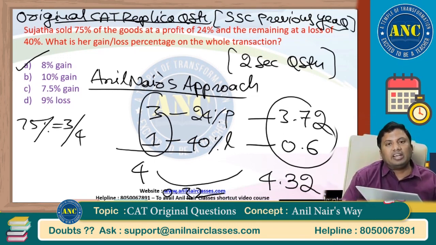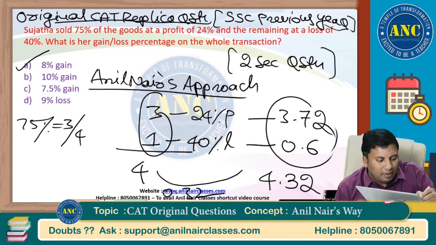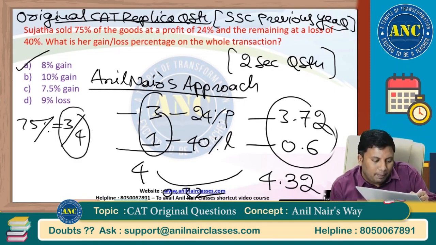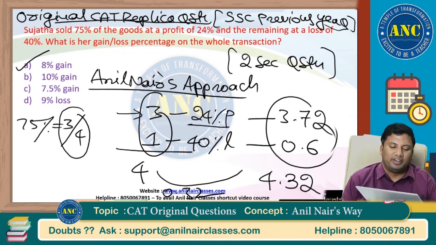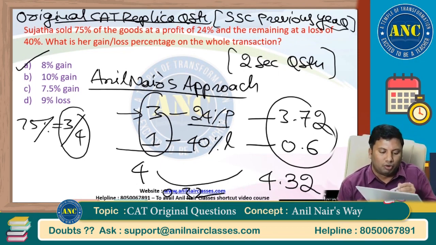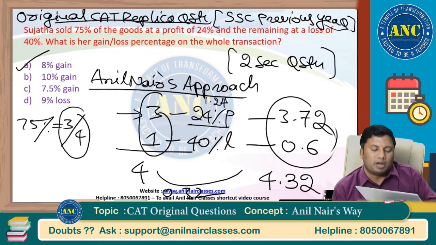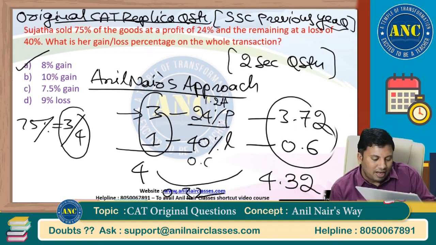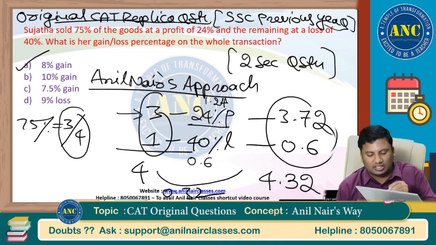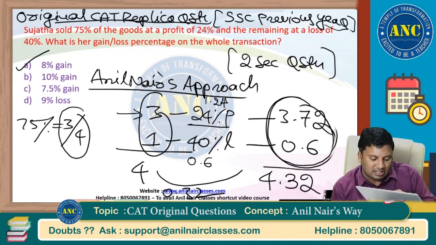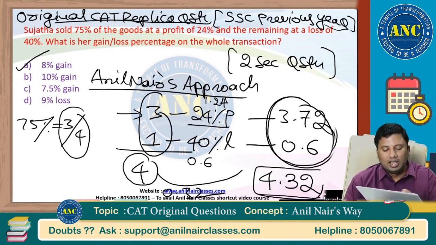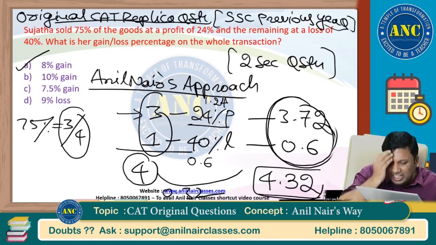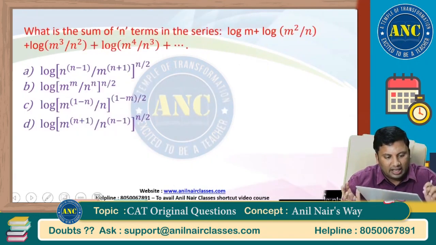Sujata sold 75% of the goods. 75% is 3 by 4. 3 parts he sold at 24% profit. 24% profit is 3 into 1.24, which is 3.72. 40% loss is 1 into 0.6. 3.72 plus 0.6. After this transaction, it is 4.32. Before it is 4. Increase is 0.32, which is 8%. 2 seconds, sir. Does not even deserve using pen. I hope it is clear.